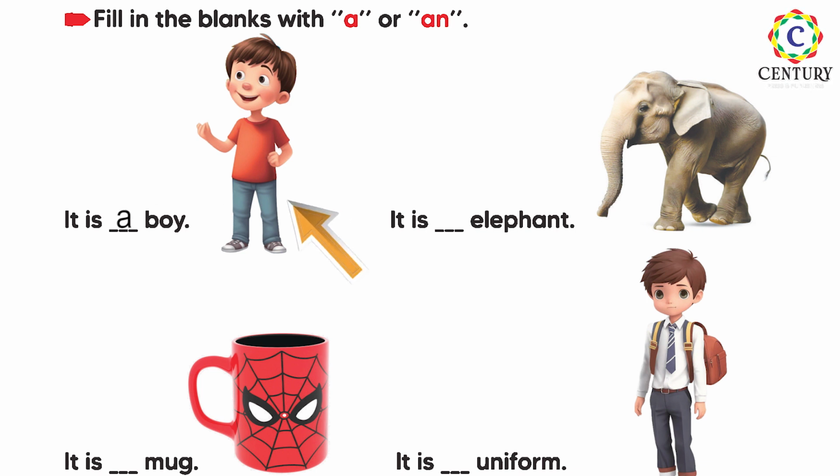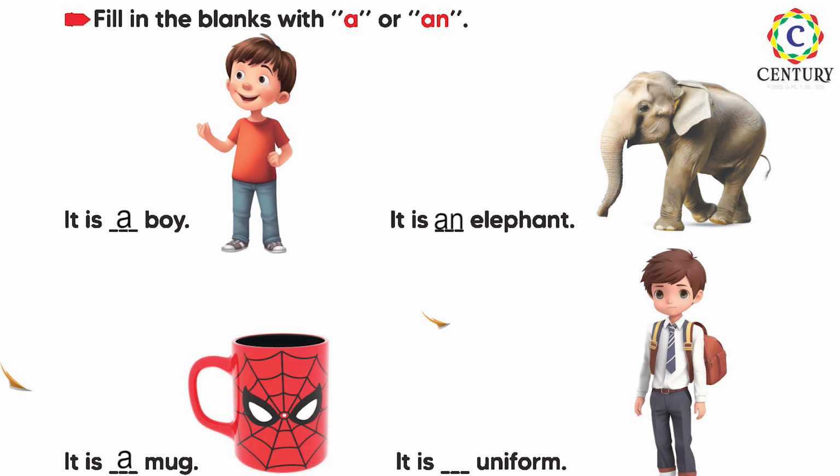Okay, next is it is dash elephant. So what is the initial sound of elephant? Yes, it's E, and E is a vowel. So with vowels we use an. So it is an elephant. Very good. Next is it is dash mug. Okay, so what is the initial sound? Yes, it's M, and M is not a vowel. So we will use a here. It is a mug.